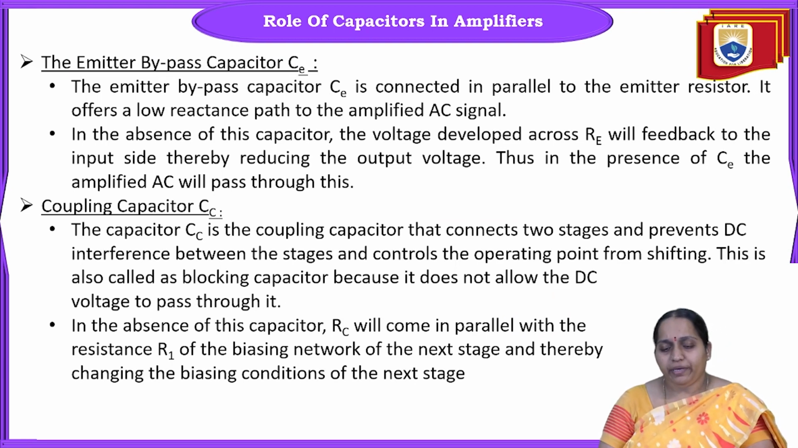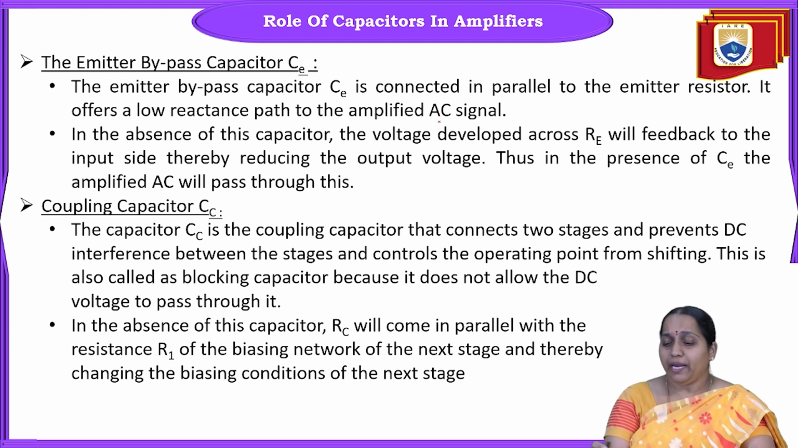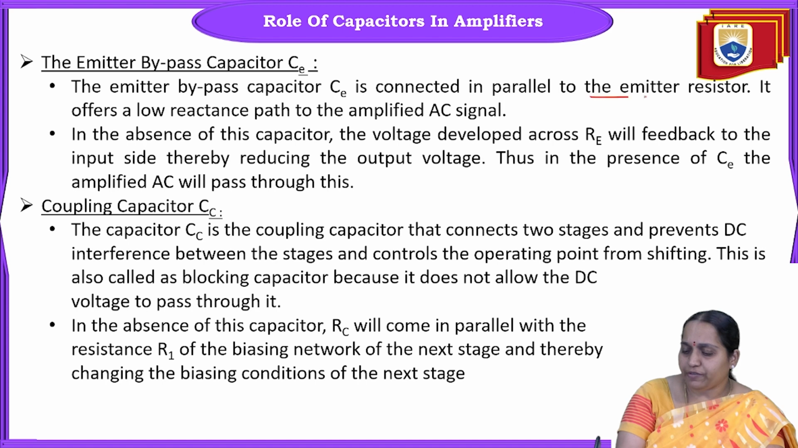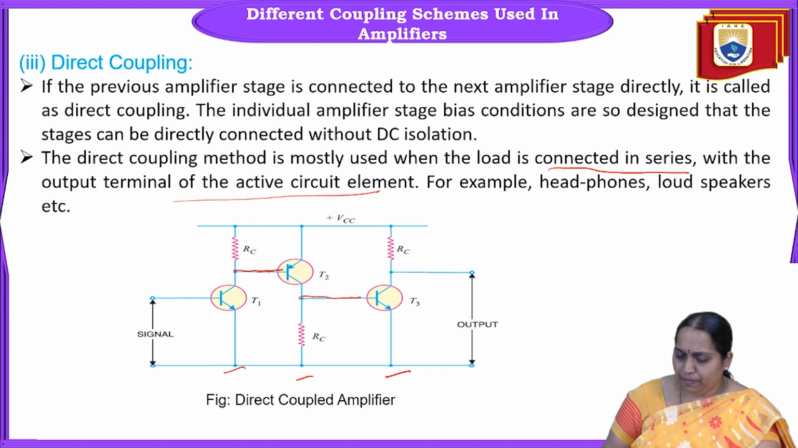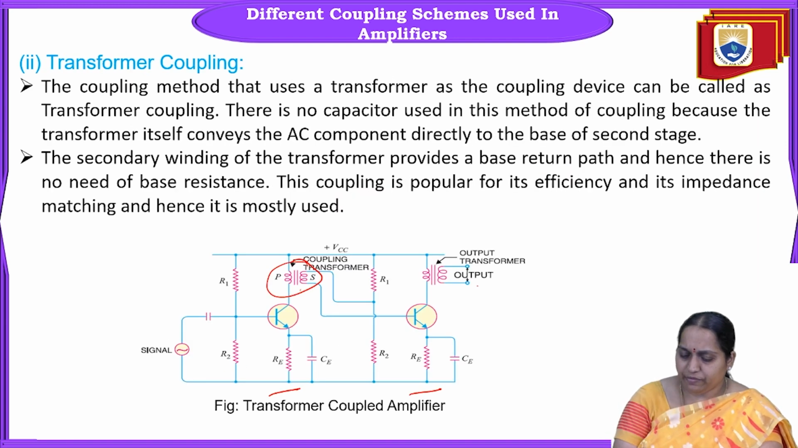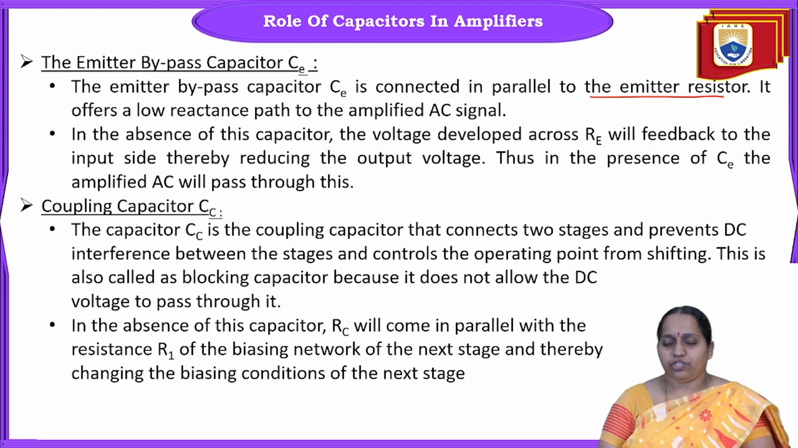The next one, emitter bypass capacitor CE. The emitter bypass capacitor CE is connected in parallel to the emitter resistor. If we look at the figures of the previous different types of coupling that I have shown here, see here, this emitter bypass capacitor CE is connected in series with RE. Sorry, in parallel with RE. So CE is connected in parallel with RE. This is called the emitter bypass capacitor. It is connected in parallel with the emitter resistor RE.